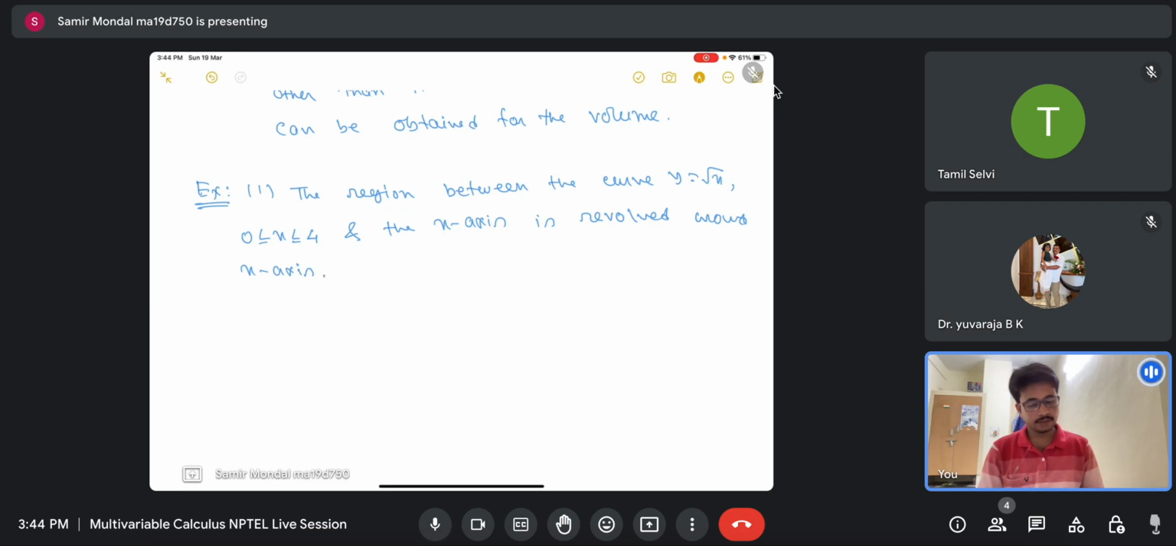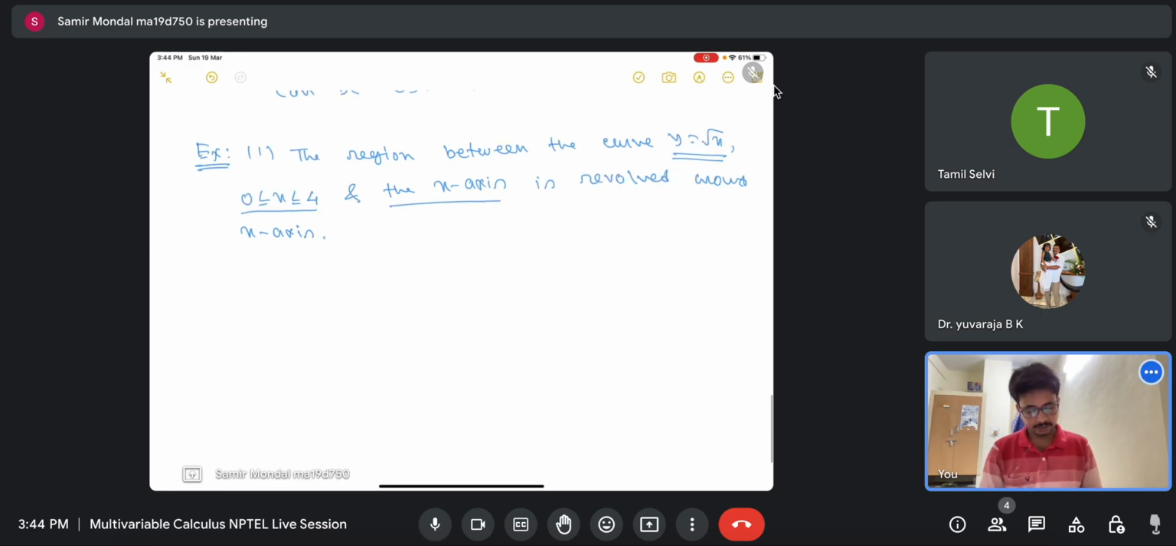So what is our region? Our region is between the curve y equal to root x, where x varies from 0 to 4, meaning the line x equal to 4, and the x axis. This is our region. This is your y equal to root x curve, x varies from 0 to 4, and this is the line x equal to 4. This region is revolved around your x axis, this is the axis of revolution. So you have to find the volume of the solid of revolution.